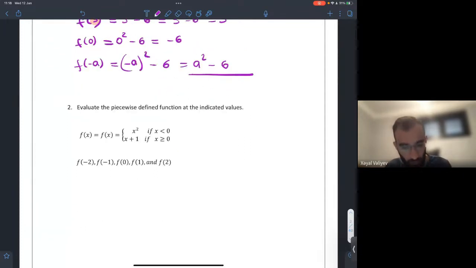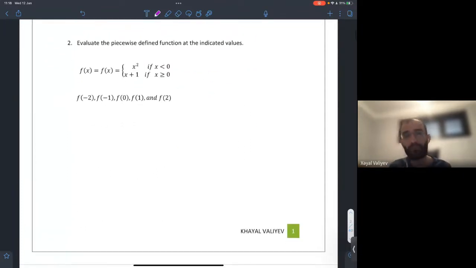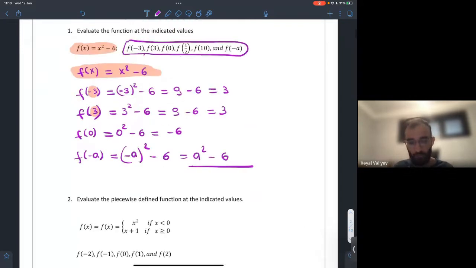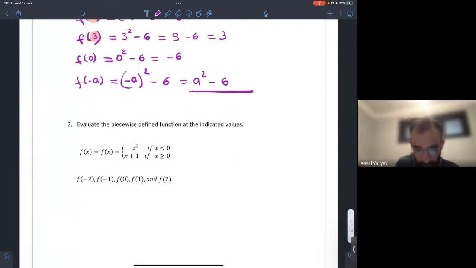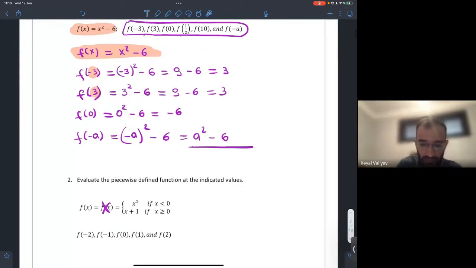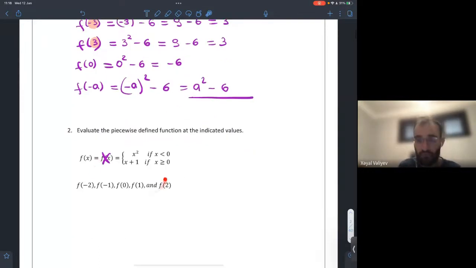Then I'm just going to go to the piecewise defined function, and we are also looking to find the value of this piecewise function. I wrote here f of x, I don't know why, this one is enough. At -2, at -1, at 0, 1, and 2. But guys, different from this function, with a piecewise function we're going to work with cases.